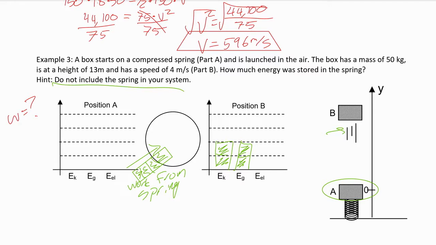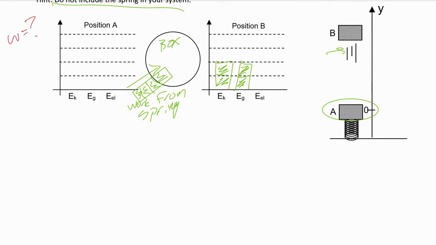So if we set the system to just be the box, we end up having energy enter the system from work and then end up as kinetic and gravitational in the end. So to set up our equation for this, we end up with work equals EK plus EG, and that the work equals then 1/2 mv squared plus m times g times h. Okay, go ahead and see if you can solve this now.